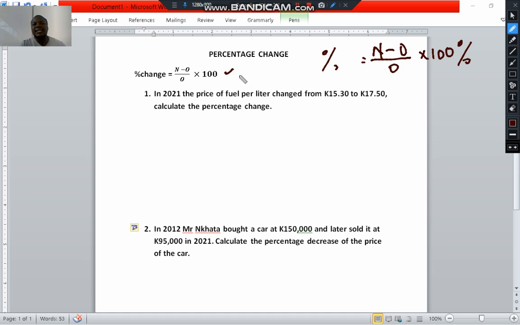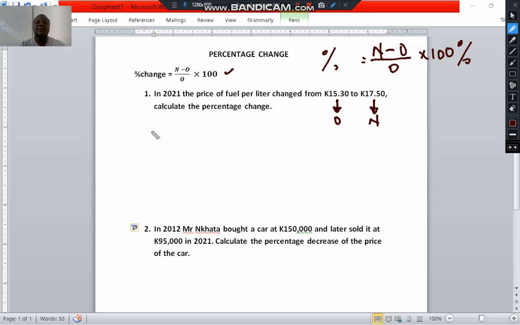Now, percentage change, as we established in our previous video, is new minus old price over old times 100%. In this question, you would notice that 15.30 is our old price for fuel, and 17.50 is our new price for fuel. So we need to state these terms nicely in order to use our formula.